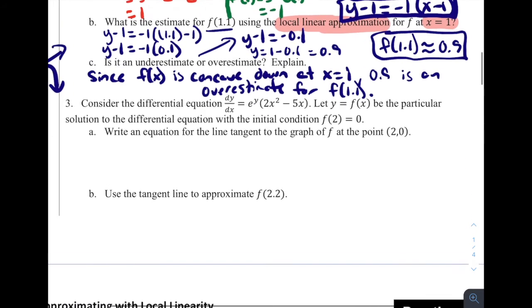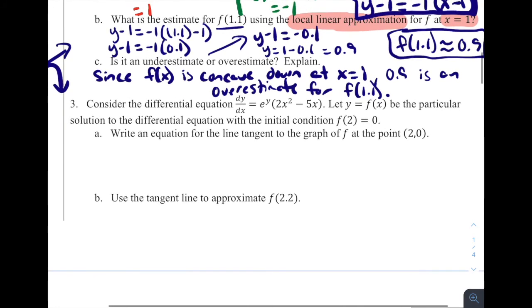Cool. Number 3, this is the last one for today. Let's see, the differential equation dy dx is equal to e raised to the y power times 2x squared minus 5x. Remember we did differential equations in the last chapter a little bit. This is saying that the derivative of y with respect to x has this rule, which includes both x's and y's. So let y equals f of x be the particular solution to the differential equation with the initial condition that when x is equal to 2, the f output is 0. Write an equation for the tangent line of the graph at the point 2, 0.